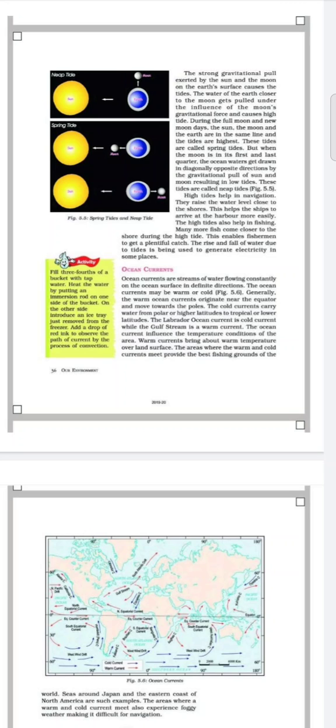Once again, go through the chapter, children. Read the chapter properly, and you will be getting the notes.